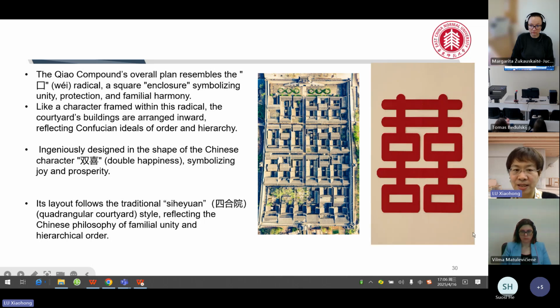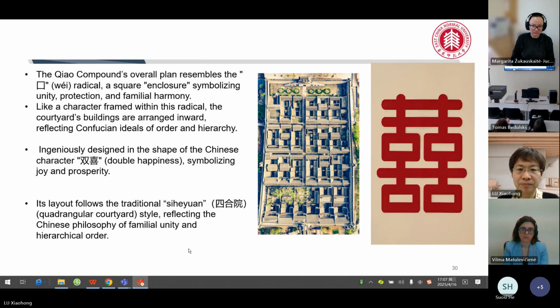So it symbolizes joy and prosperity. This is a word that Chinese people very much like. And if you look at each layout, each building, each courtyard, it follows the traditional 四合院. 四合院 means quadrangle courtyard, or the four-sided square courtyard. So it reflects the Chinese philosophy of family unity and hierarchical order.